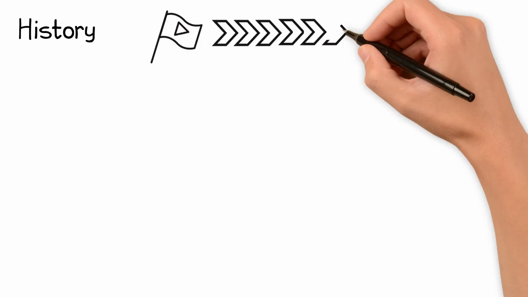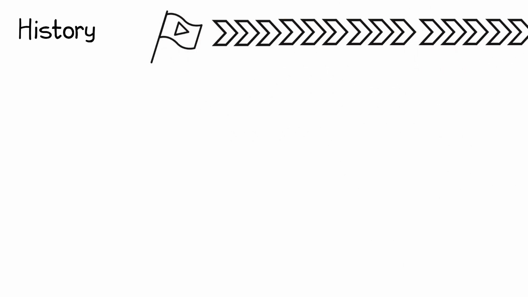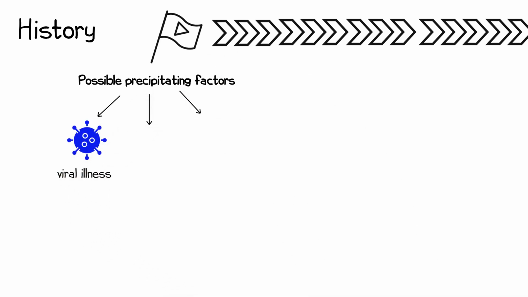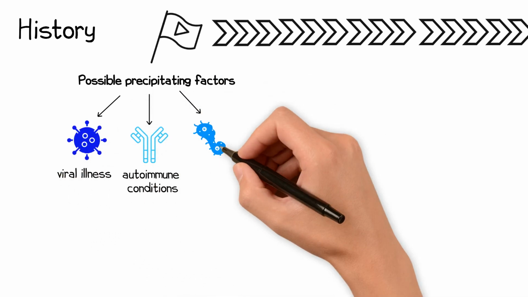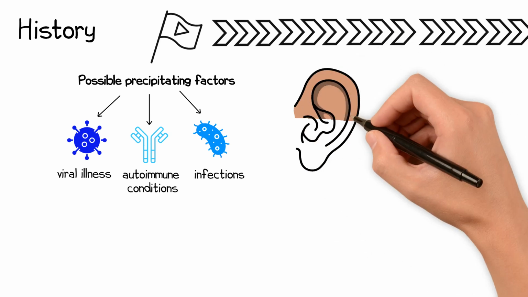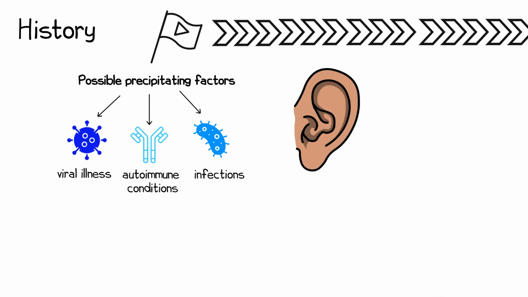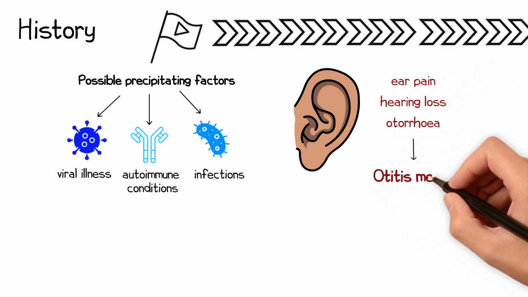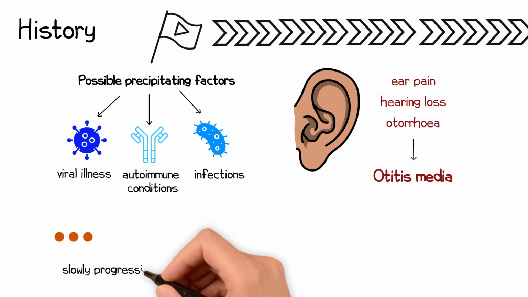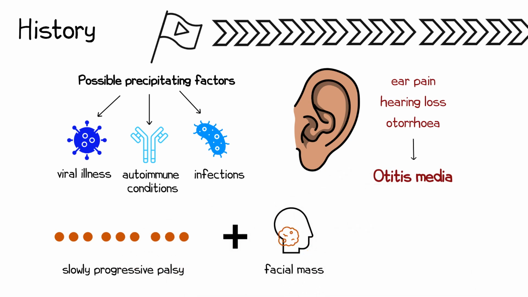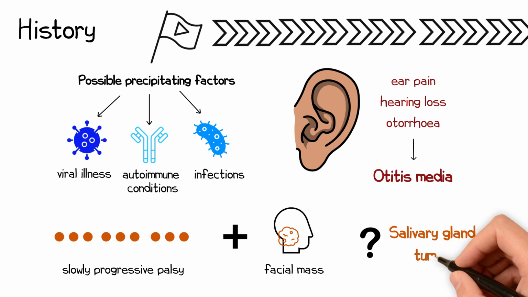A thorough history should be obtained, considering the onset and progression of the facial palsy. Inquire about potential precipitating factors such as recent viral illnesses, autoimmune conditions, or infections. Associated symptoms can offer important diagnostic clues. For example, ear pain, hearing loss, or otorrhea may suggest a middle ear infection as the underlying cause. Conversely, a slowly progressive palsy in the presence of a facial mass raises concern for a salivary gland tumor.